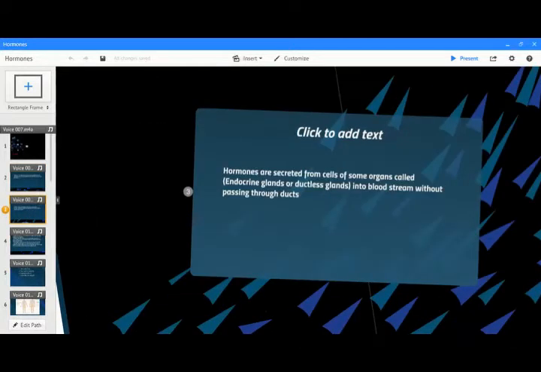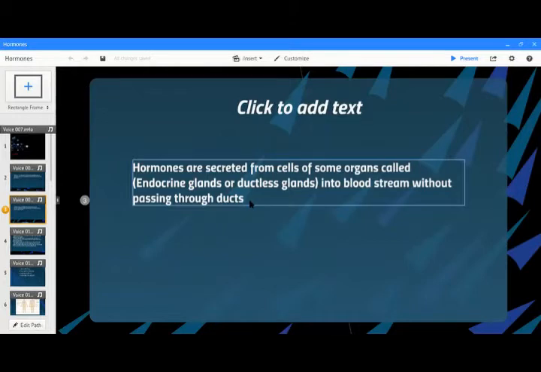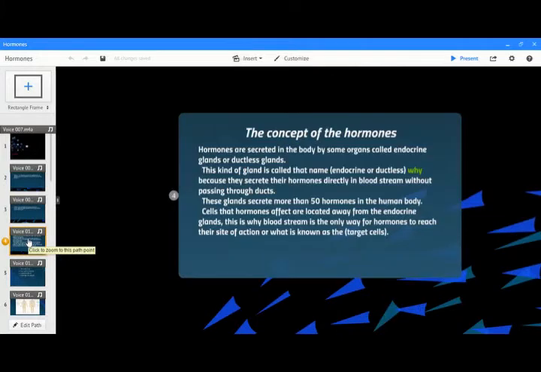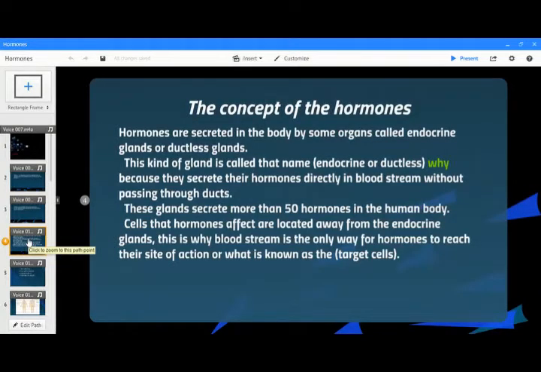But we said that hormones are secreted from cells, and these cells of some organs are called endocrine glands or ductless glands. Why are we going to give these glands this name? Because there are no tubes for these glands. They secrete the hormones directly into the bloodstream without passing through ducts, any tubes inside your body. So I have a specific organ in your body that secretes a hormone directly to the blood. But why is there no tube for the endocrine glands for the hormone to pass through to your cells?